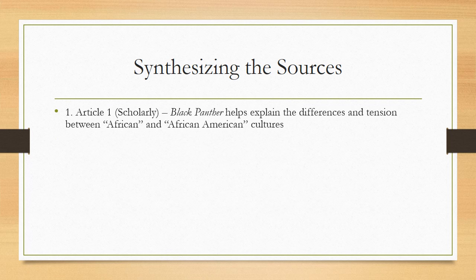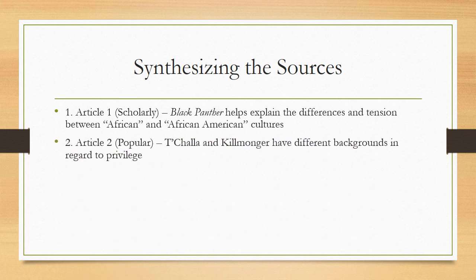So I've got source 1. If I want to sum up its argument in about one sentence, I would say it explains the differences and tension between African and African American cultures. So obviously African cultures are cultures from the continent of Africa, and African American cultures are cultures in the U.S., people of African descent who've grown up in the U.S. They're not the same thing. And Black Panther, the film, really makes that clear. This article helps kind of explain those differences and really outline the differences between the two groups.